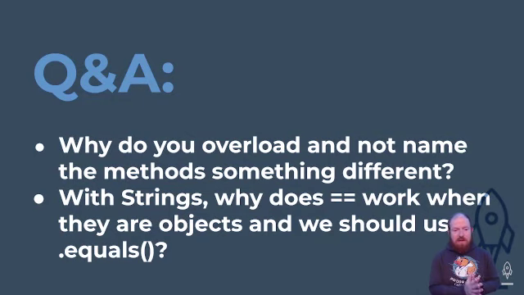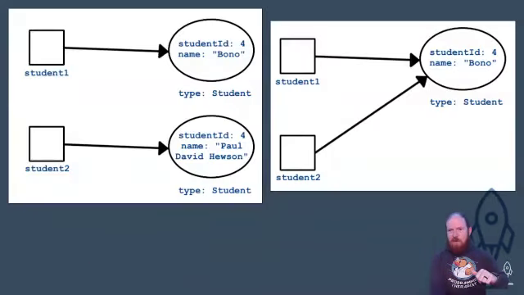The second one I can answer with strings. Why does the double equals work? Most of the time for you guys, it'll work, but they're objects. So we were told that we should use the dot equals every single time. I do want to confirm information, and then I will answer that one more directly.